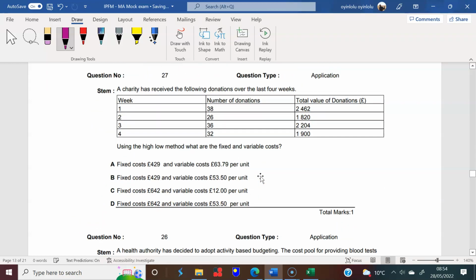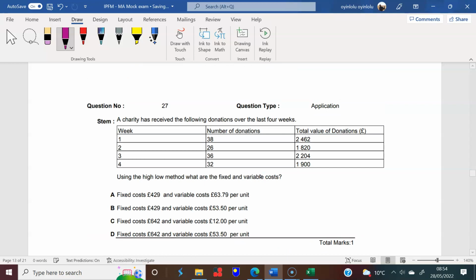Right, let's look at question 27. This is the high-low method. It's quite a rough method for extrapolating. If you've been working through the progress review as in test, you should be familiar with it. Take the highest and the lowest units. So you have 26 donations, I'll put 26 here, and then you have 38.